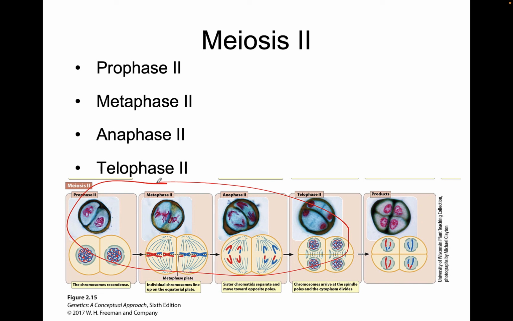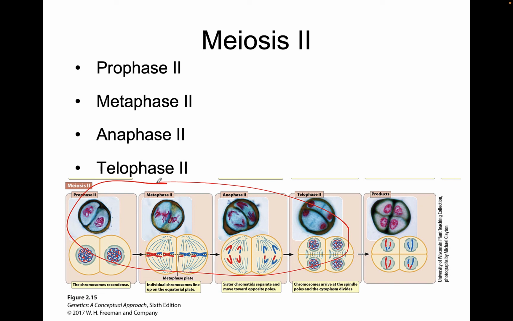In Prophase II, the processes or the events of interkinesis are reversed. The chromosomes recondense, okay? The spindle fibers reform, and the nuclear membrane breaks down again.